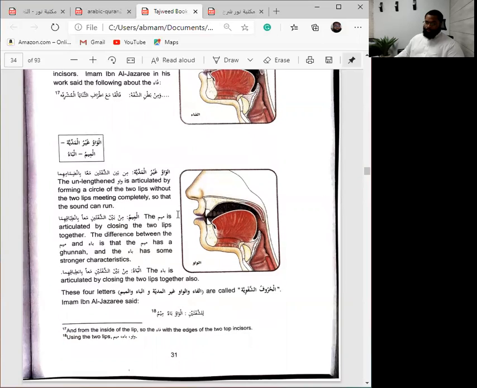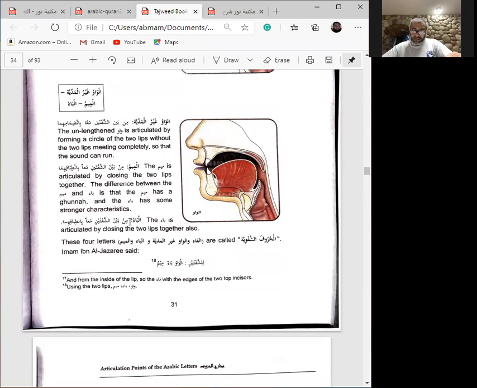Al-mim: من بين الشفتين معا بانطباقهما. The meme is articulated by closing the two lips together. The difference between the meme and ba is that the meme has a ghunnah. A ghunnah is the nasal sound. And the ba has some stronger characteristics. So the ba is a strong, hard letter. B, b. And they're both articulated by closing the lips.